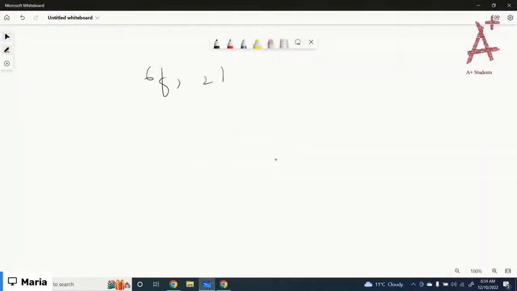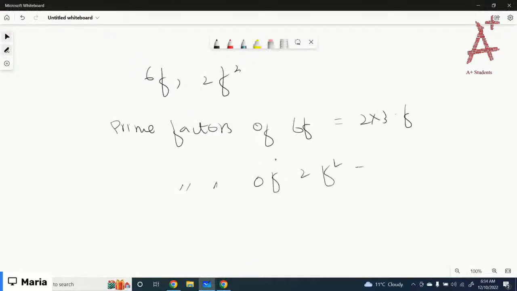6f and 2f square. Okay, let's just write the prime factors for both the numbers. The prime factors of 6f are 2 times 3, and you have an f. Then you have to write the prime factors of 2f square. So it would be 2, f, and f. So 2 is common, and then f is common.